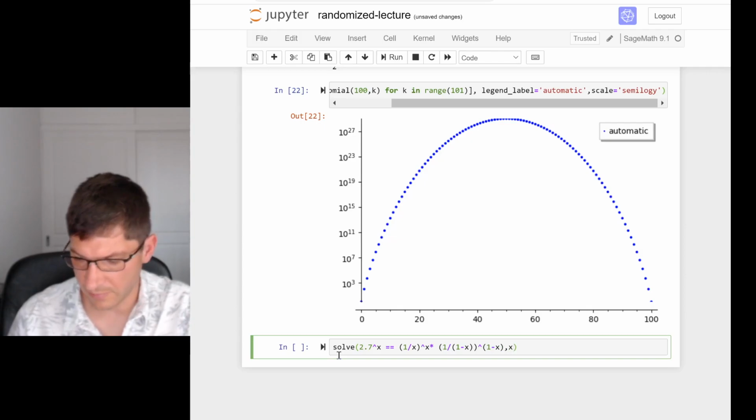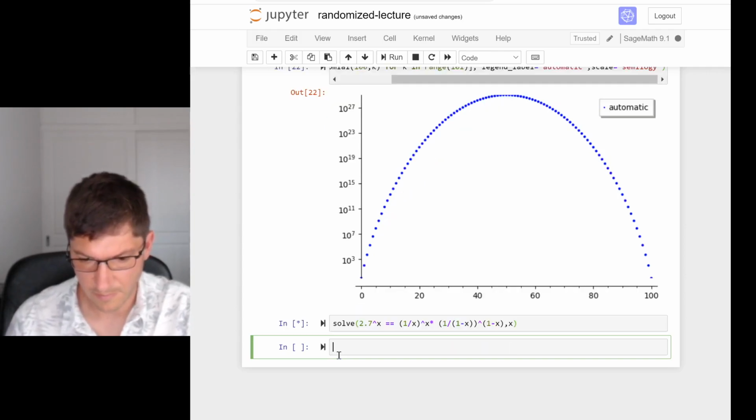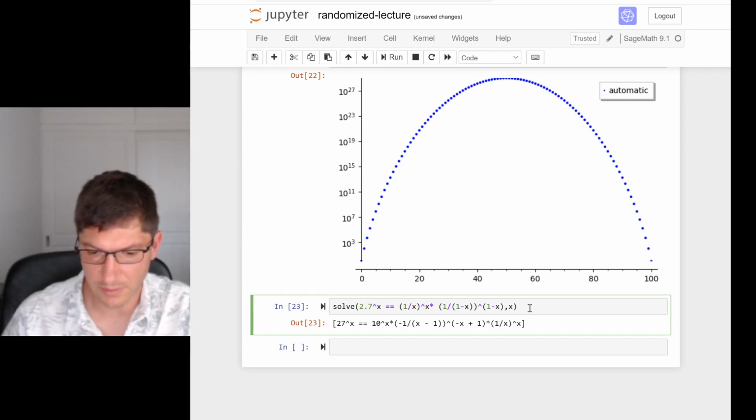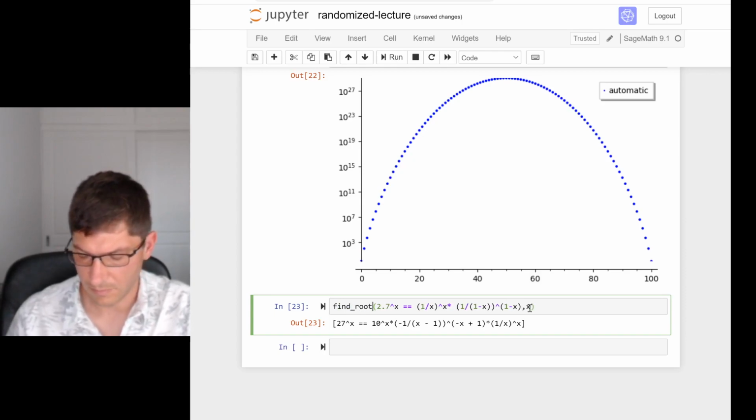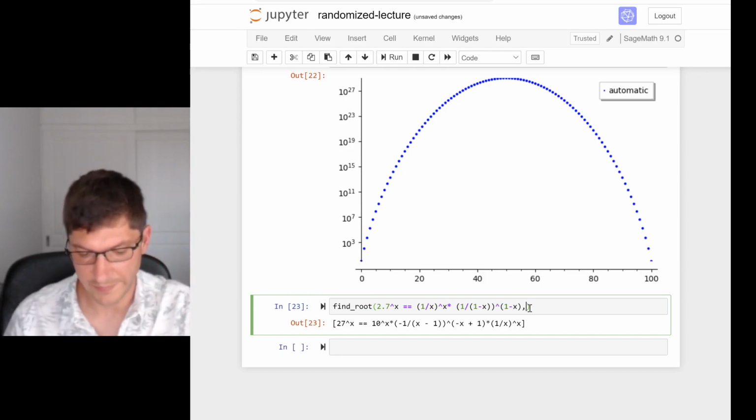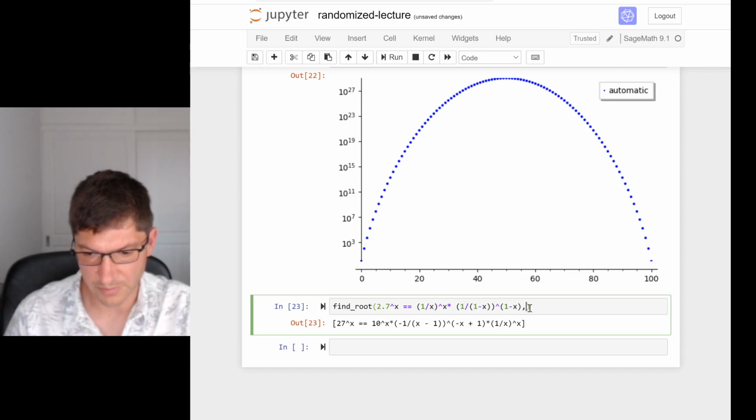And I assume that we can't solve this as is. Yeah, it's not able to solve it, so we'll need to do a numerical approximation. So we're going to try and find a root that's in between. So x shouldn't be 0, so let's say it's in between 0.01 and 1.